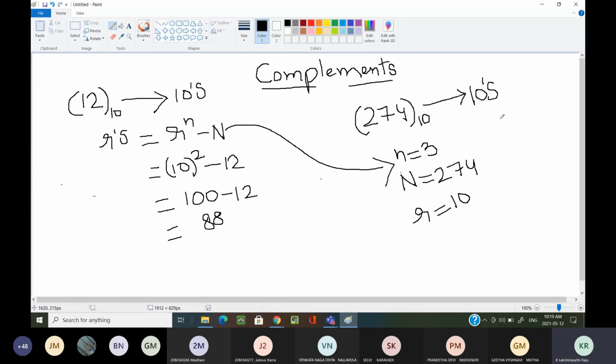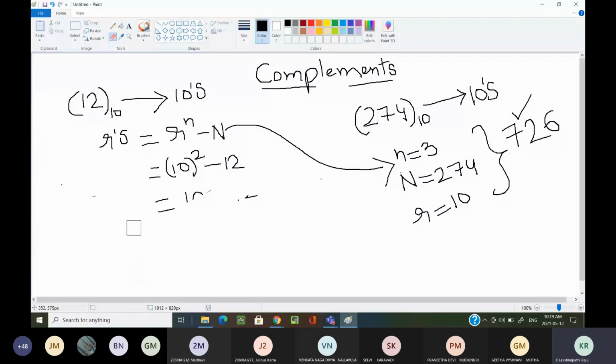What is the solution we are getting in this problem? 726. Am I correct? Yes, sir. This is the solution, the tens complement of the given number.